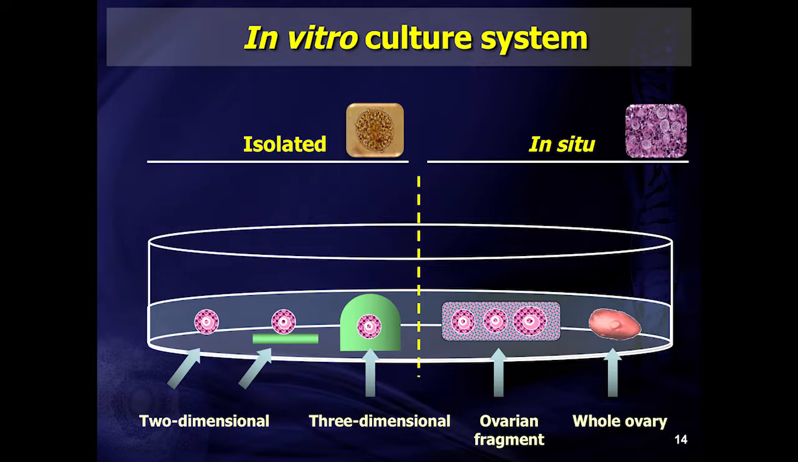Basically, there are two ways to culture follicles in vitro, in the isolated form or enclosed in ovarian tissue. We name this, in this presentation, in situ culture. Isolated follicles can be cultured either in a two-dimensional system, which means the follicle is placed on plastic or an extracellular matrix, such as collagen, or in a three-dimensional system enclosed in an extracellular matrix. In situ culture, on the other hand, can be performed using an ovarian slice or the whole ovary.